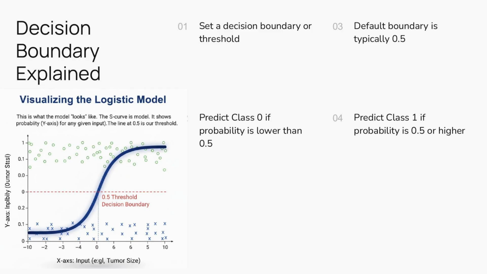Okay, but a probability of 80% is still not a final yes or no. We need to make a firm decision. To do that, we set a decision boundary, or a threshold. The default common sense threshold is simply 0.5. If the model outputs a probability greater than or equal to 0.5, we'll predict class 1. If the probability is less than 0.5, we'll predict class 0. It's that simple.